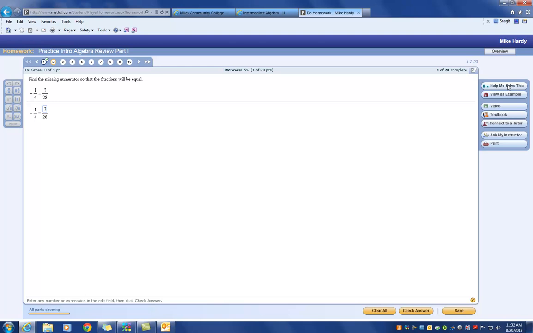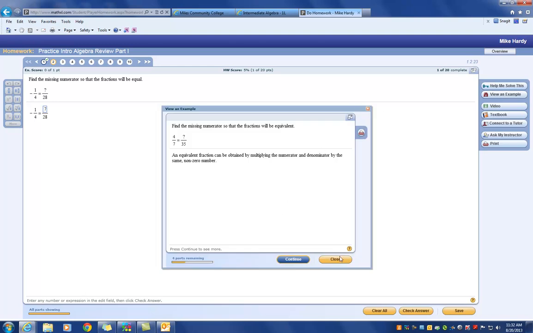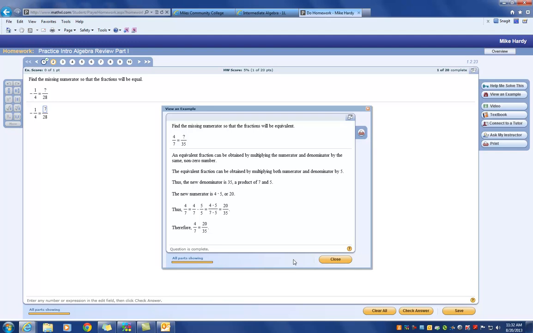One of them is something called view an example. I'm going to look at that first. View an example is going to go through, and all we have to do is keep hitting the continue button, and it will go through an explanation of how to handle the problem. Okay? Unfortunately, they picked an example here that didn't quite meet the issue here of forgetting to multiply by the negative sign. But oh well.